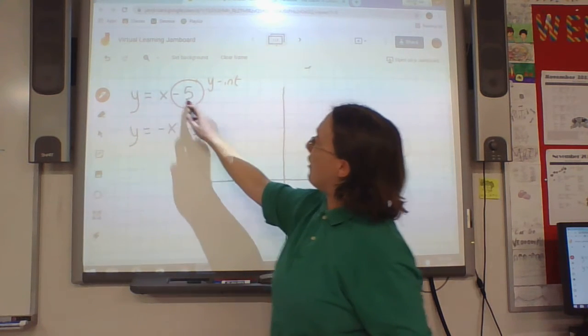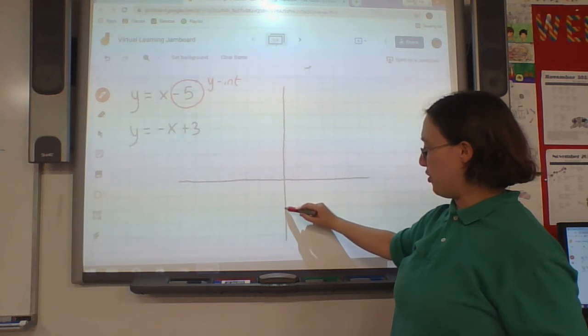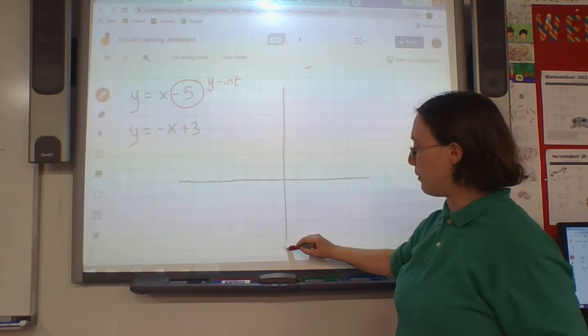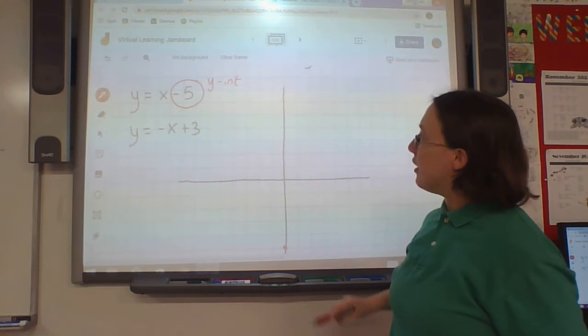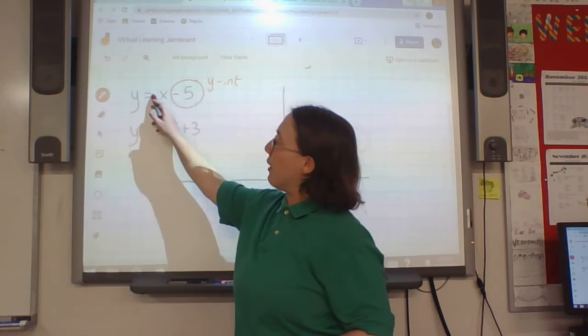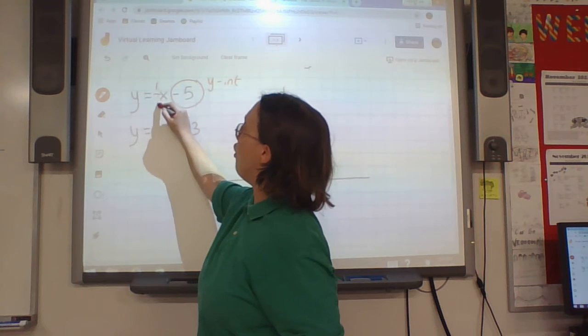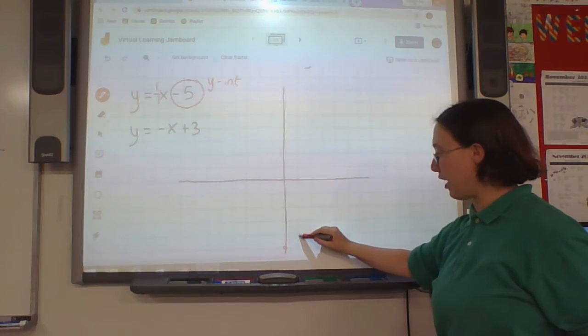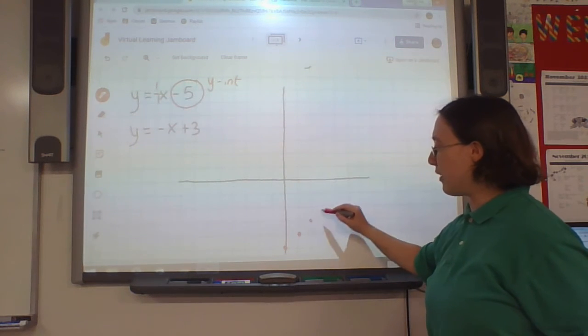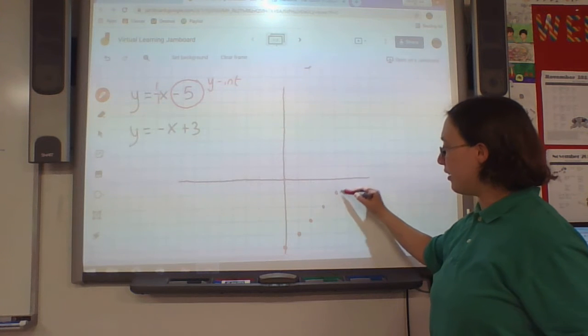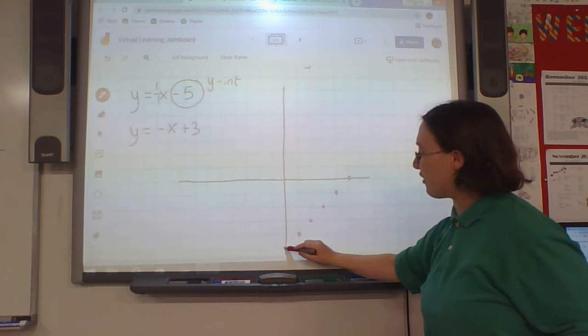So this one we're starting at -5. So 1, 2, 3, 4, 5. Should draw my line a bit further. There we go. And then if we don't have a number out front for our slope, that number is going to be 1. So we're going up 1, over 1, up 1, over 1. So rise over 1. If there's not a number there, it's automatically a 1. So that's our first line.